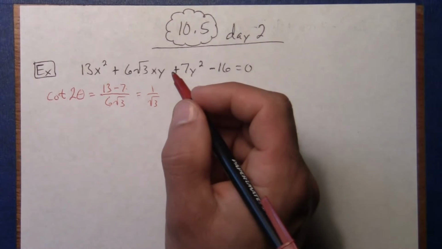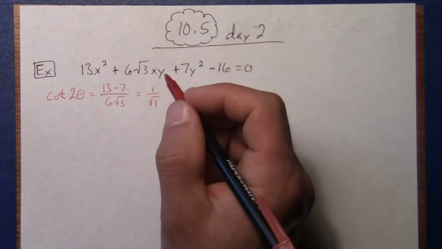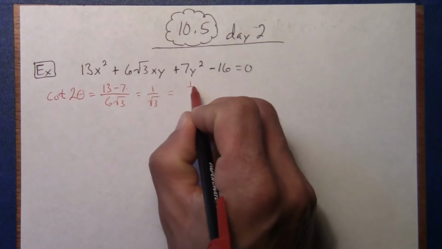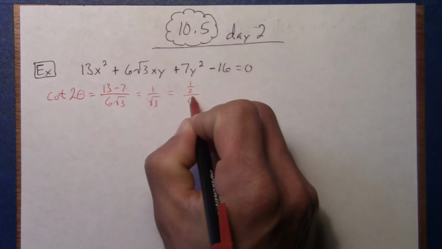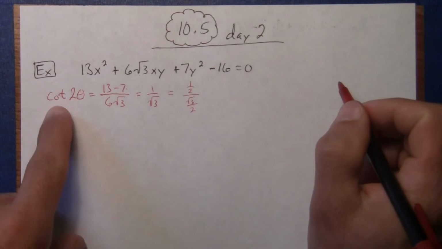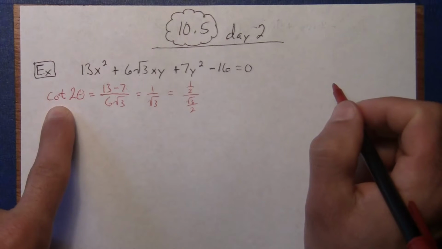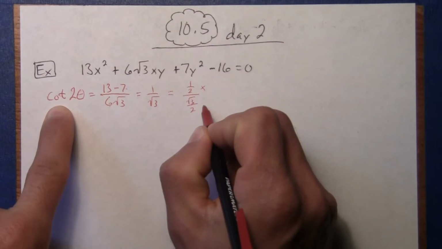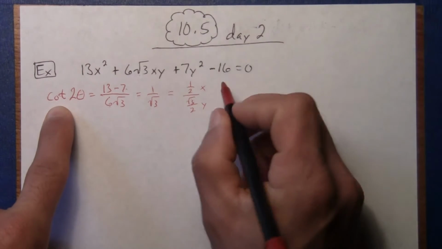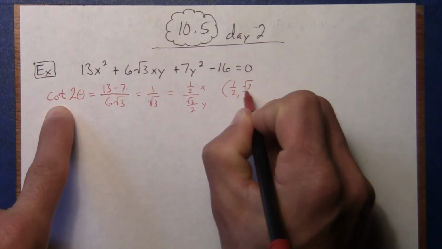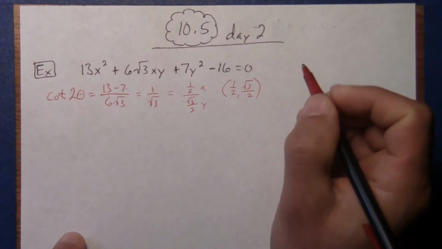Now, when I see a square root of 3 like that, it's something I should recognize on the unit circle. Imagine if you divided both of those numbers by 2. Remember, as long as I do it to both of them, I'm not changing the number. And remember, this is cotangent, which means it's x over y. So that means the x value is 1/2. The y value is the square root of 3 over 2. Think on your unit circle, where do you have an x value of 1/2, a y value of square root of 3 over 2?